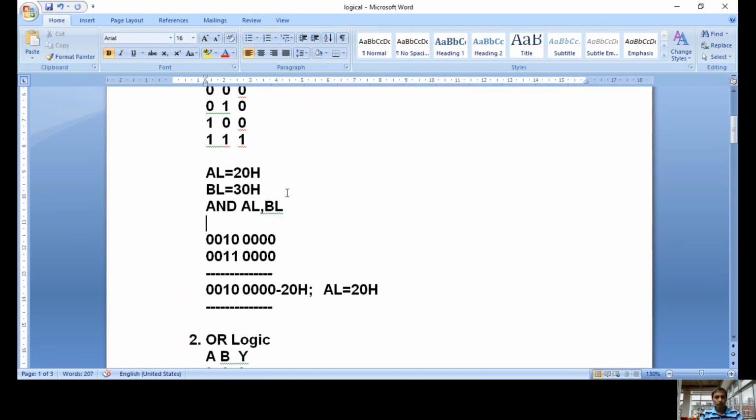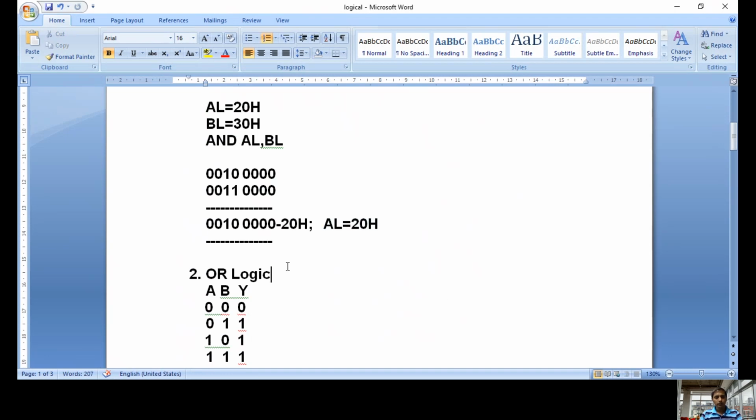Now, according to the truth table of AND, whenever both inputs are ones, the output is 1. Here this is 20 and this is 30. We get output 1 only where both inputs are 1. The remaining cases are 0. So the equivalent hex of this 8-bit number is 20H. After performing the AND operation, the register AL receives 20H. That is how the AND operation works.